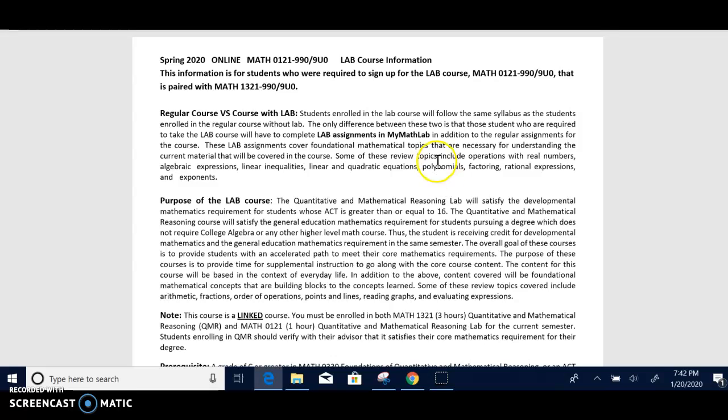Here's just a quick list of some of the review topics. Operations with real numbers, some expressions, some equations, solving some equations, maybe a little bit of factoring, working with fractions and so on, how to work with exponents. These are all review topics we're going to cover in the lab portion of the course. You don't go to another My Math Lab course or another Blackboard course. It's all within the same course. The lab portion is just these extra lab assignments.